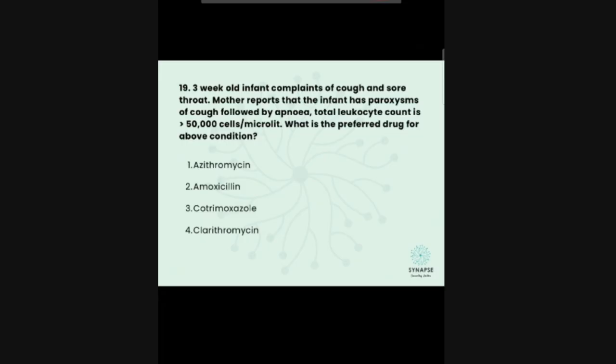Then the mother reports that infant has paroxysms of cough followed by apnea. Paroxysms of cough followed by apnea, what is that? Nothing but whooping. Many bouts of cough followed by apnea. Total leukocyte count is elevated. What condition are we dealing with? Pertussis. In the newborn period, always remember unexplained apnea has many causes, but if there is apnea along with cough, we normally think of pertussis.